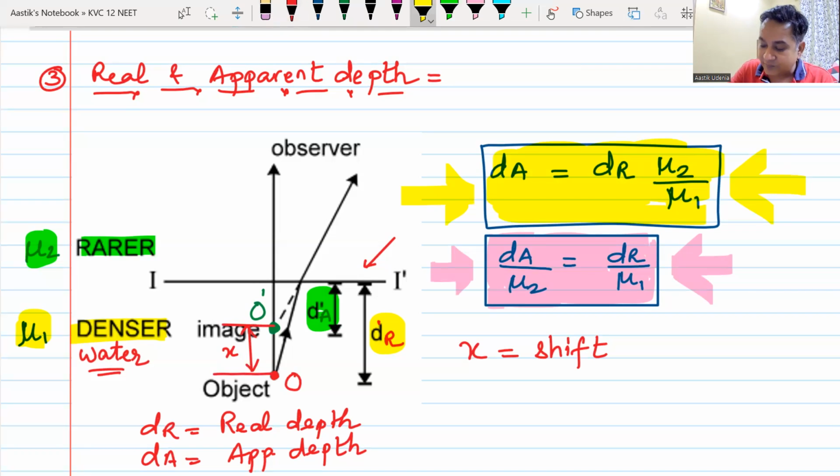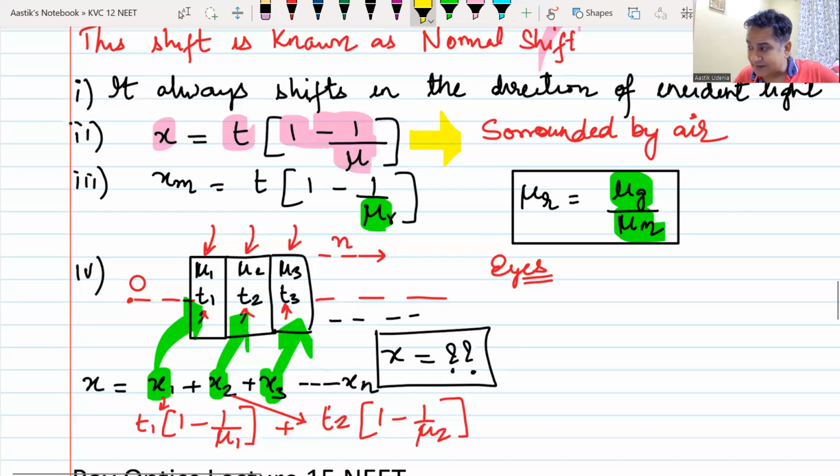And this shift x that we are doing now, the formula for this shift x is going to come in the same form that we had for the glass slab. So this formula is also going to come in the same form as this one, the formula that we had written. And therefore it is easier to remember the shift formula for this one and the shift formula for the real and apparent depth. Do we understand this?